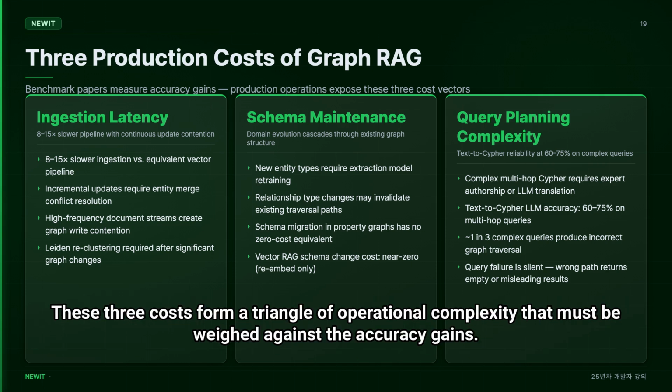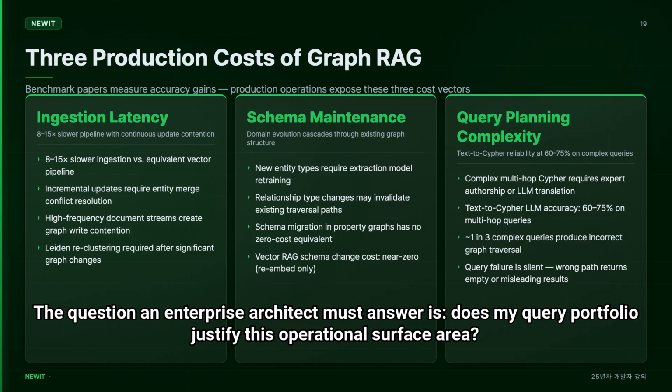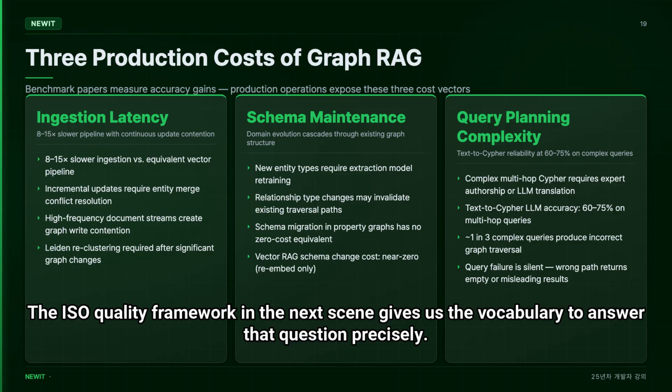These three costs form a triangle of operational complexity that must be weighed against the accuracy gains. The question an enterprise architect must answer is: does my query portfolio justify this operational surface area? The ISO quality framework in the next scene gives us the vocabulary to answer that question precisely.